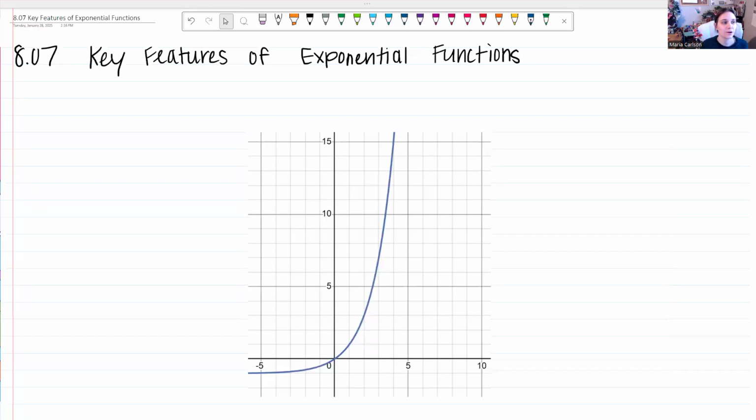Everybody, in this video, I'm going to go through our lesson on key features of exponential functions. And the first thing I want to talk about is what are all of the key features of an exponential function, or even functions in general.